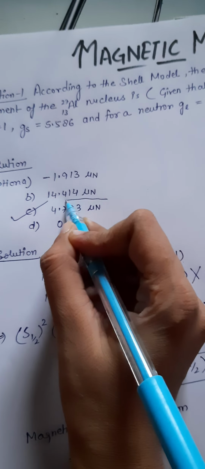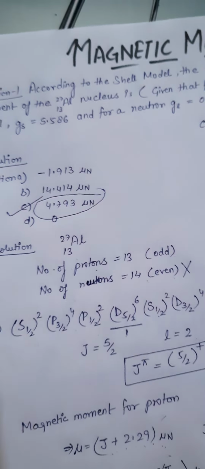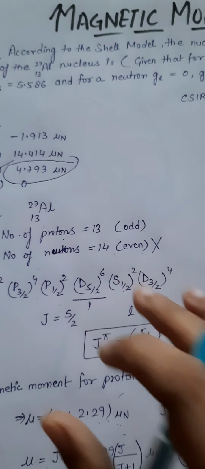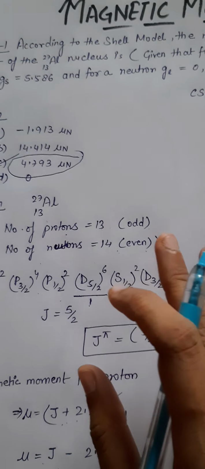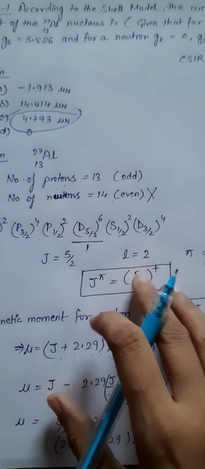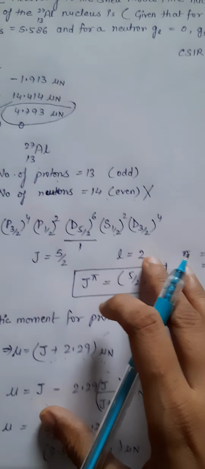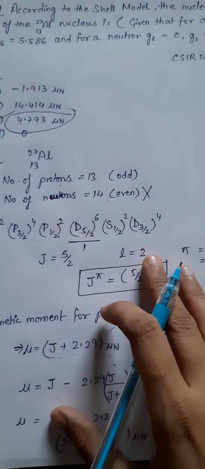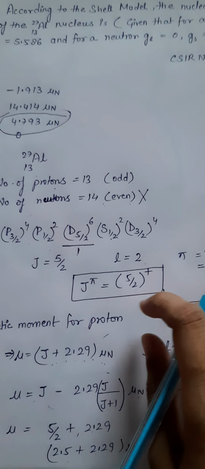So by this method, we can easily calculate the magnetic moment for neutrons and protons. Today I have told you how you can calculate the magnetic moment for protons. In the next video, I will show you how you can easily calculate the magnetic moment for neutrons.